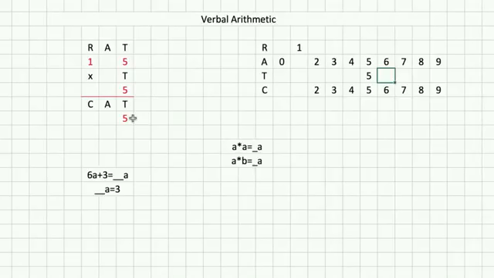Right. Now we know the value of t is 5. Now let's try to find the value of a. So here let's start. A can be 0. But that will make 0 here and 2 here, which is wrong.